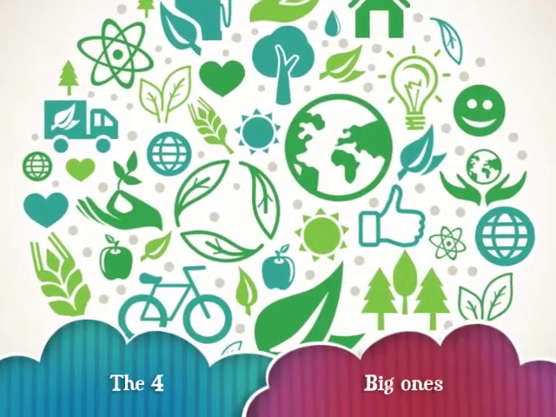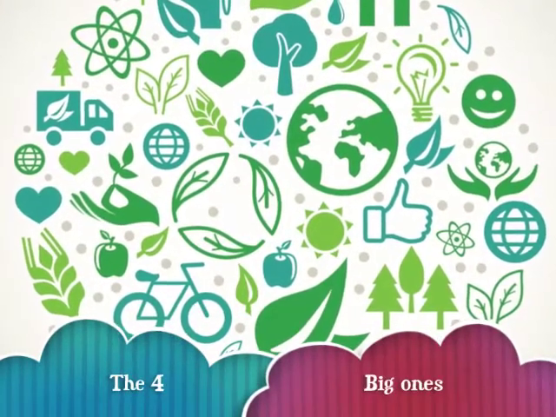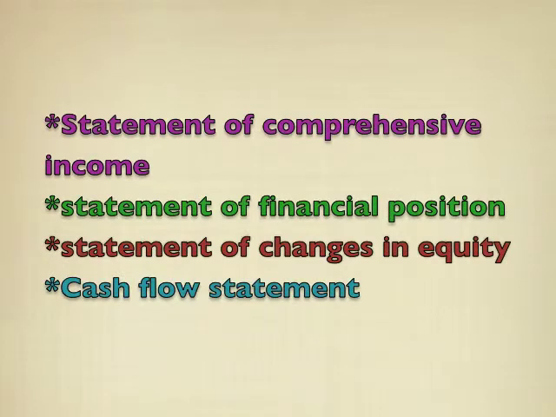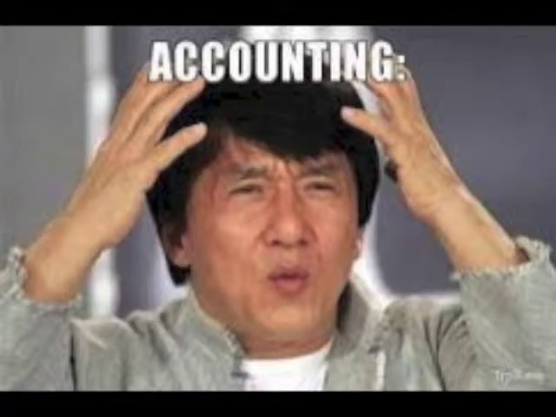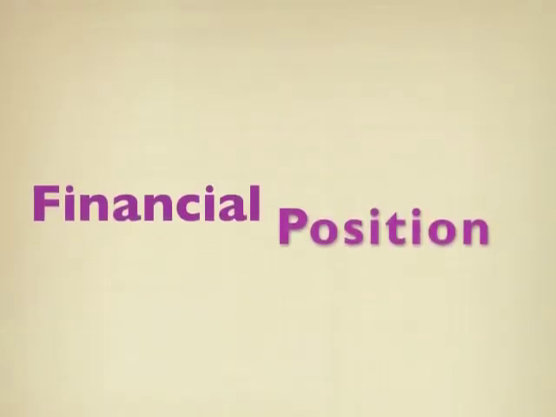Today we're going to be talking about the four big financial statements and how they're interrelated. So they are the Statement of Comprehensive Income, the Statement of Financial Position, the Statement of Changes in Equity, and the Cash Flow Statement. I'm sure when you first heard of these you were like, "So let's break them down a bit." First up, the Statement of Financial Position.